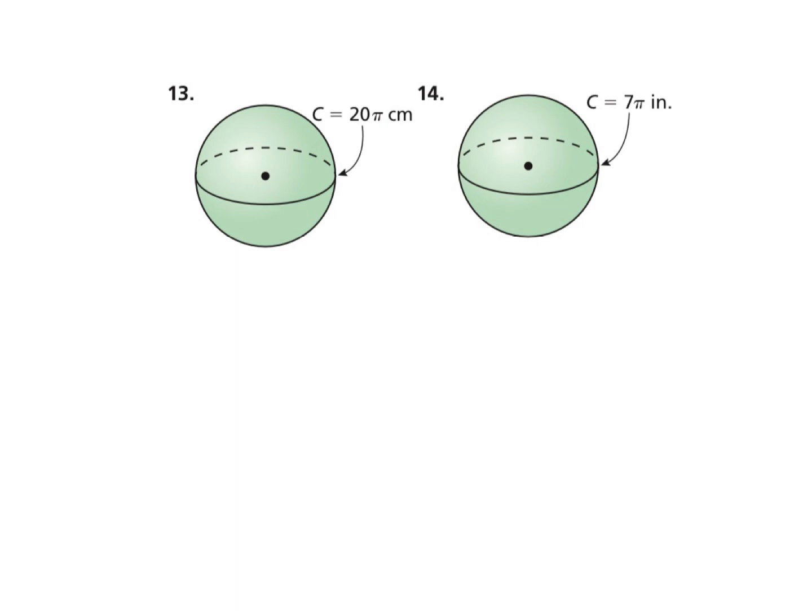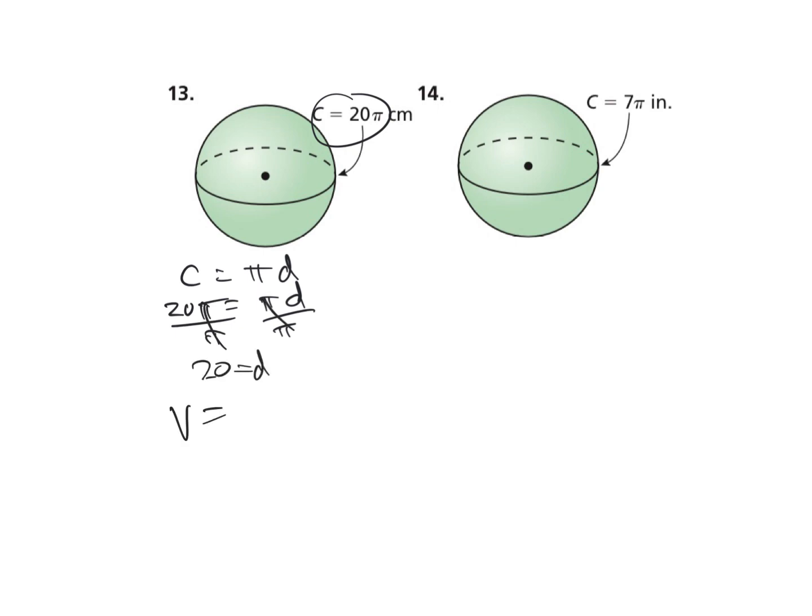13. They gave us circumference, so circumference, remember, is pi times diameter. Circumference C is 20 pi. So we're going to divide off the pi. Diameter equals 20, so our radius is 10. So the volume is 4 times pi times the radius cubed divided by 3. So 10 cubed times pi times 4 divided by 3 gives us 4,188.79 cubic centimeters.